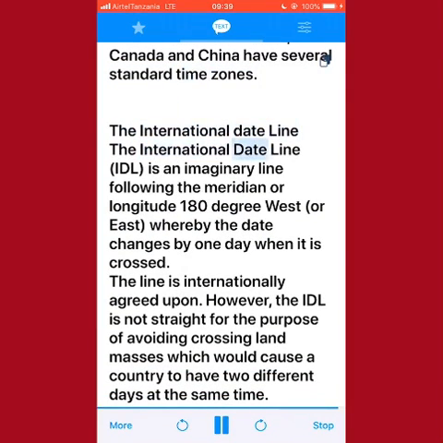The International Date Line, IDL, is an imaginary line following the meridian or longitude 180 degrees west or east, whereby the date changes by 1 day when it is crossed. The line is internationally agreed upon. However, the IDL is not straight, for the purpose of avoiding crossing land masses, which would cause a country to have 2 different days at the same time.